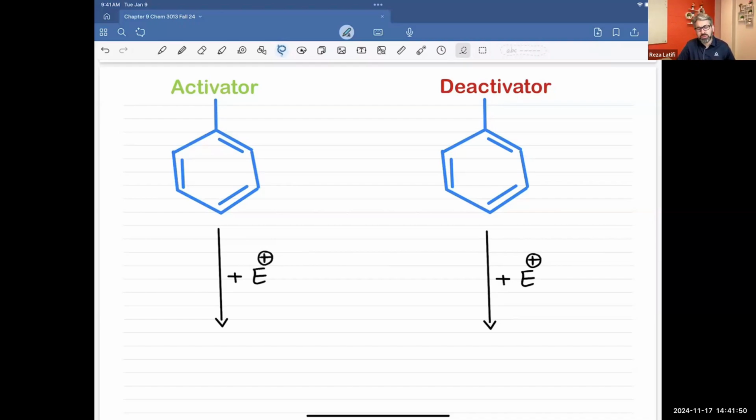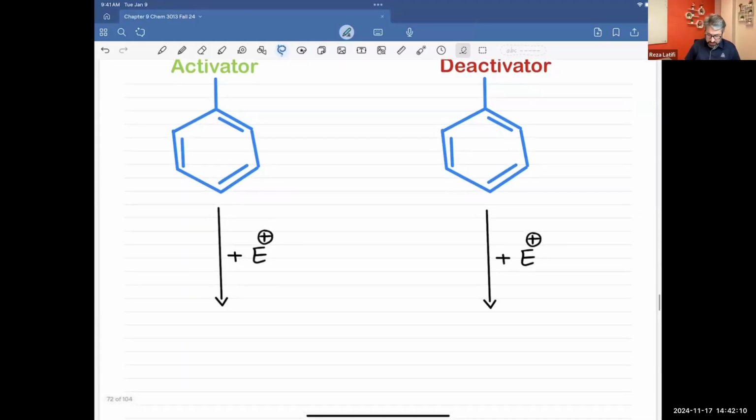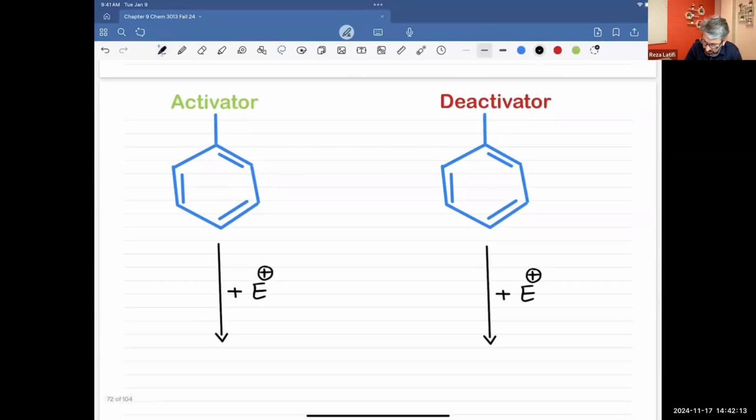So we have an electrophilic substitution reaction, and we want to know when a substituent is going to be an activator or a deactivator. Is it going to speed the reaction or slow the reaction? The activator is going to add some electron density to the ring. So I'm going to draw this vector. The activator is giving electron density to the ring, so the electron density, the negative charge of the ring, will go up.